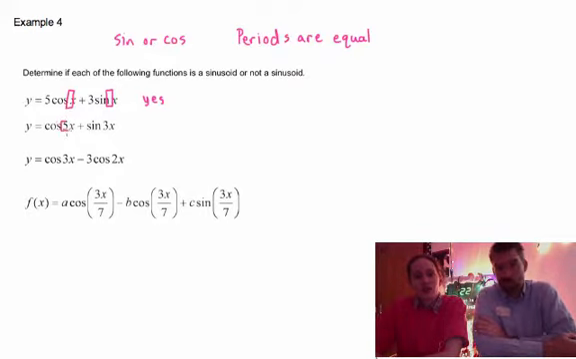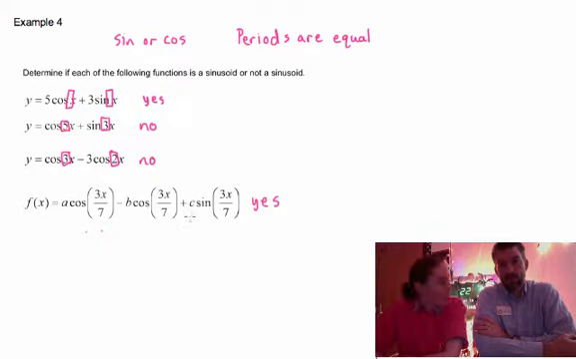If we look at this, we've got 2 pi over 5 and 2 pi over 3. This would be no, it's not a sinusoid. Not identical. 2 pi over 3, 2 pi over 2, nope, not a sinusoid. But here, we've got 3/7, 3/7, 3/7. It doesn't matter that those are A's, B's, and C's. They're all cosine or sine, so yes, it is a sinusoid.